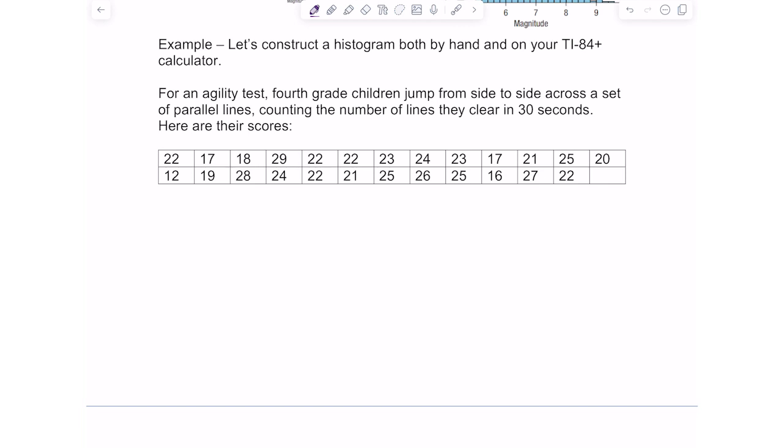So the first thing we want to keep in mind is we need to figure out spacing. How are we going to take this data and put it into piles that are the same width? In order to figure out the width, we're going to take the highest value, the maximum, which appears to be 29. That looks like it's the highest. And we're going to subtract the lowest, which looks like it is 12. So we're going to take the max minus the min, and then I need to figure out how many bars I want. A good rule of thumb is to have anywhere from 5 to 15 bars.